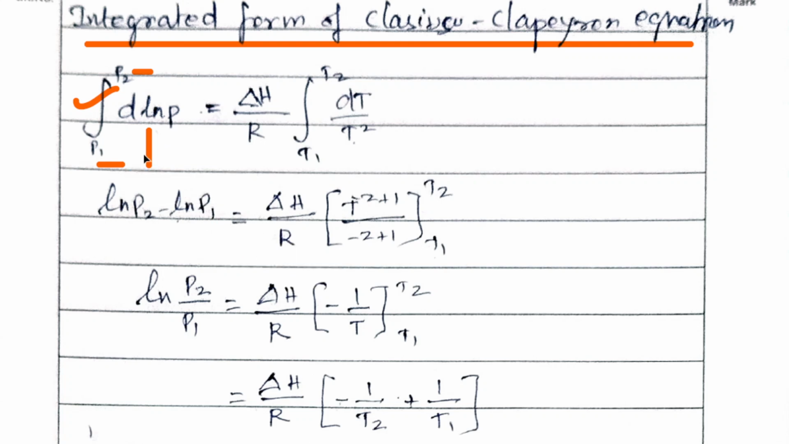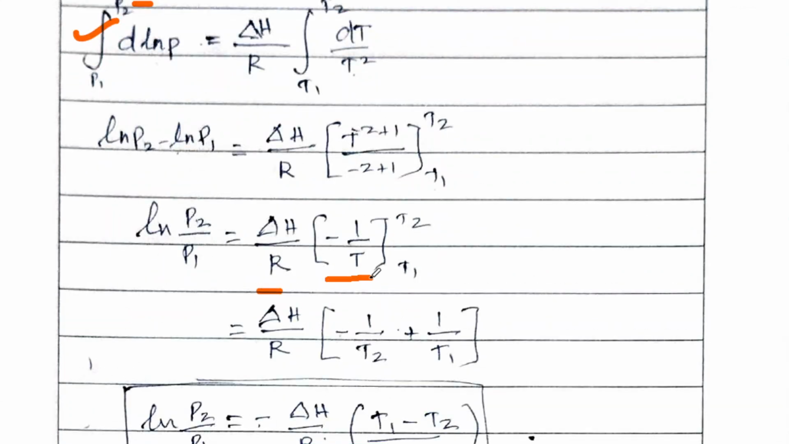Now, according to the formula ln a minus ln b is equal to ln a by b, I put ln P2 by P1, and this is equal to delta H by R that we already have. When you modify this, minus 2 plus 1 becomes minus 1, and that minus 1 is here. T power minus 1 means 1 by T, so this whole term becomes minus 1 by T.